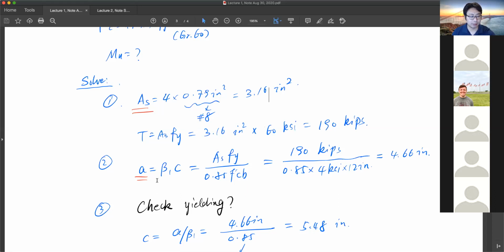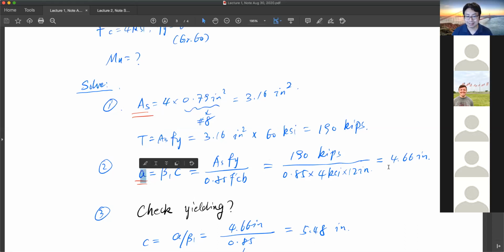Carry on to calculate my effective compressive zone, which is a, and that is beta 1 c, equal to As Fy, the tension force on top, over 0.85 f'c b, which is the bottom here. And then I got 4.66 inches. Now this 4.66 inches is the effective compressive zone. This is not c yet.